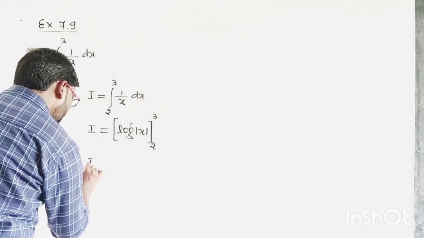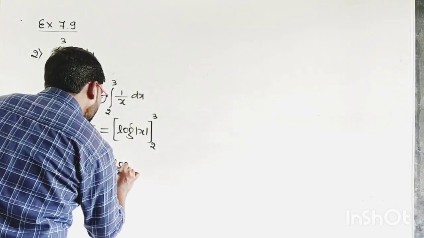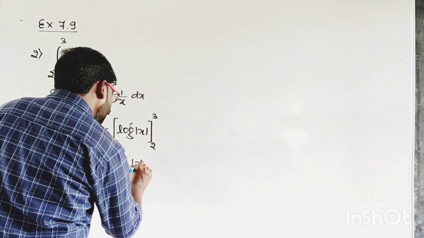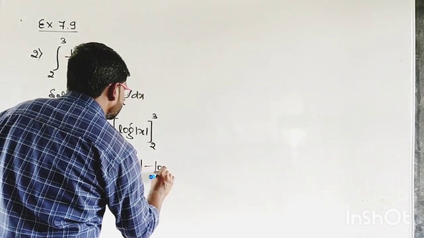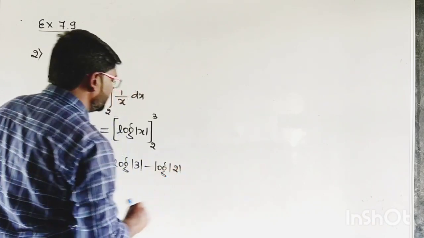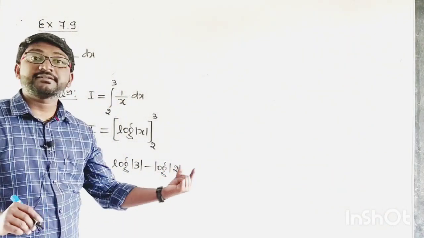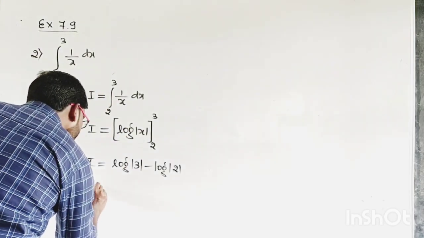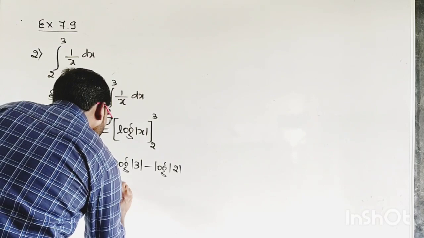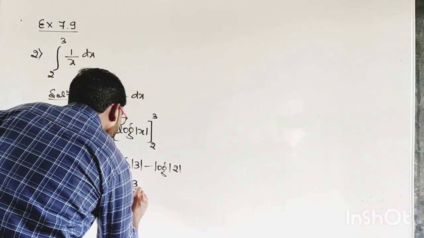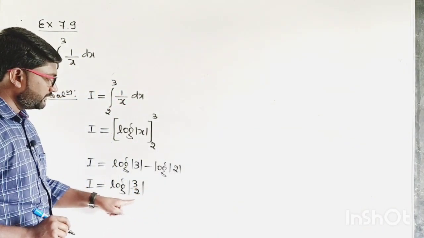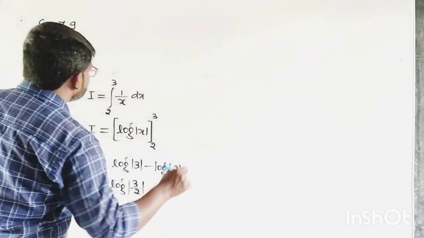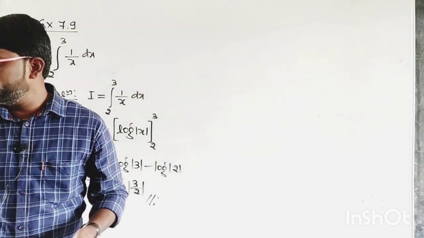So I which is equals to log mod, in place of x we have to write 3, it is mod 3, then minus log mod lower limit, it is 2. Now this is in the form of log x minus log y, it is log x by y. I which is equals to log mod 3 by 2, or you can simply write it as log 3 by 2. So this is the answer for the second problem. Then we'll go for the third one.